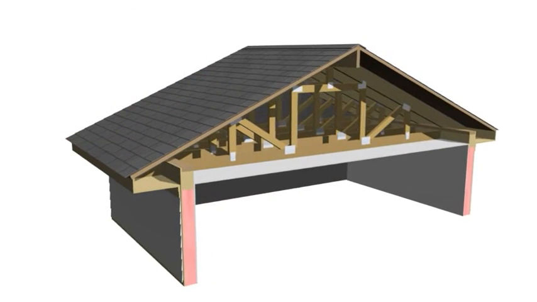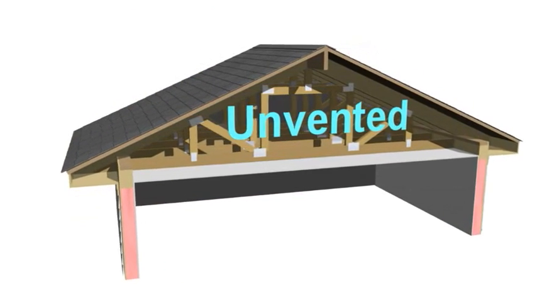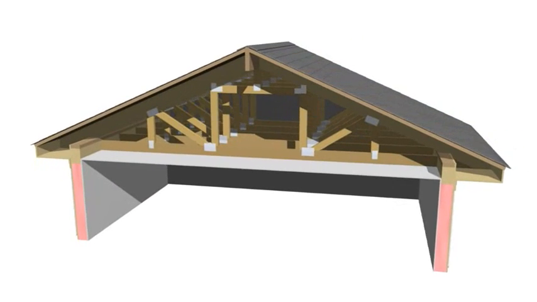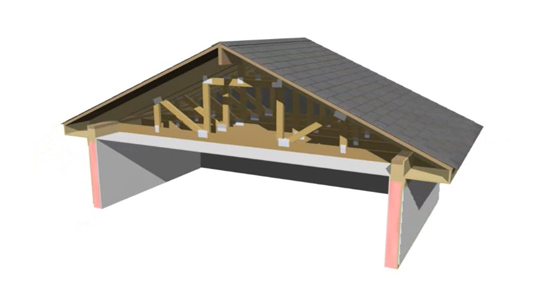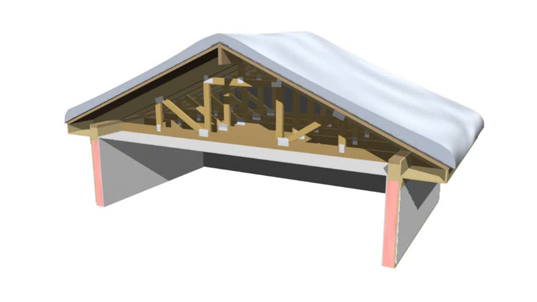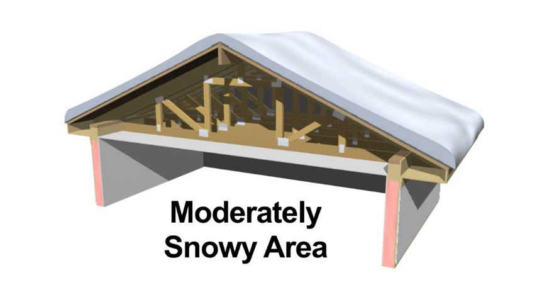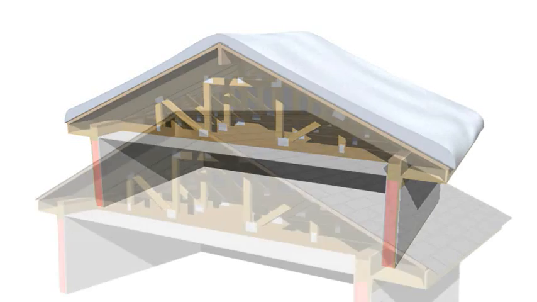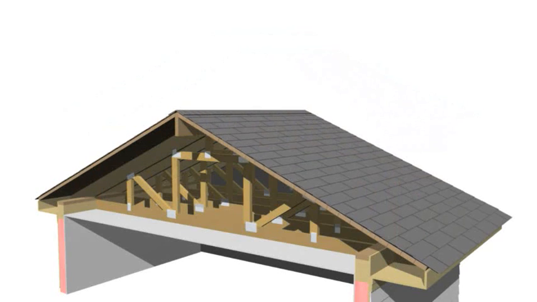If your house has a compact roof assembly with an unvented attic, there are 2 options for insulating the attic to prevent the formation of ice dams. These options depend on the climate where you live and the weight of the typical snow load on your roof. If you live in a moderately snowy area with snow loads less than 50 pounds per square foot, you can choose to leave your attic unvented.